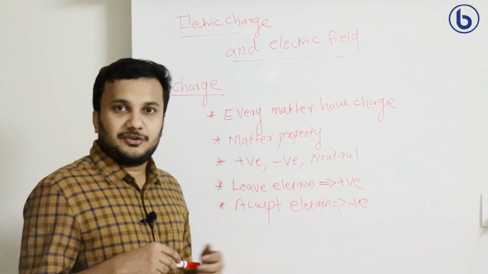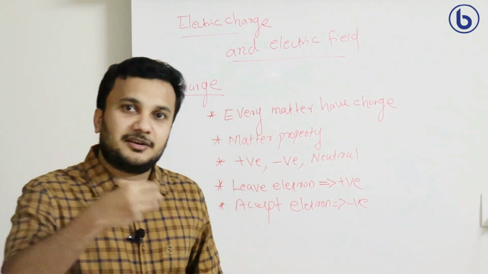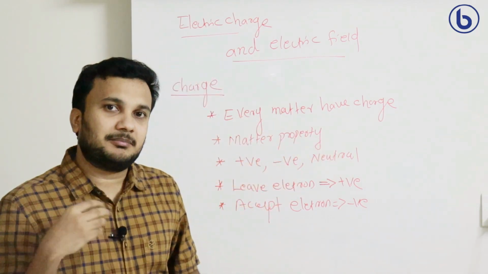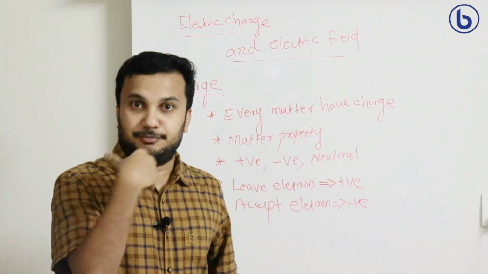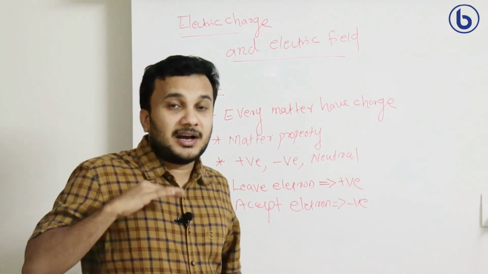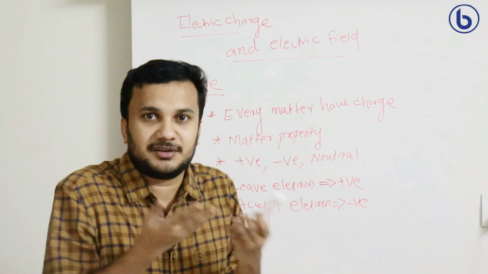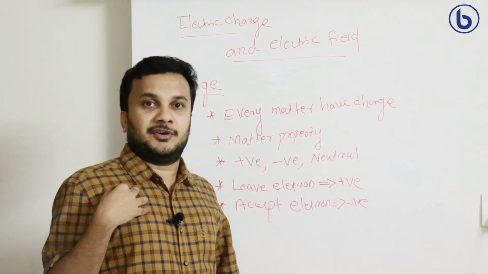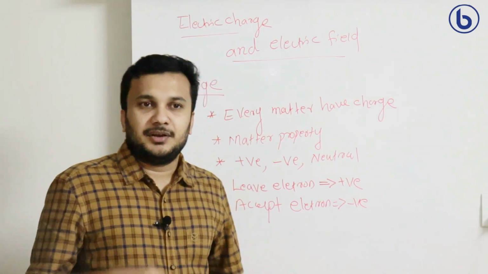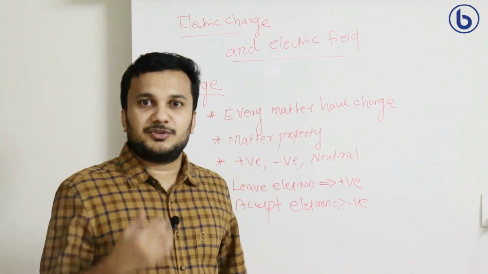Here leaving the electron means I am giving an electron to somebody else. I am just throwing an electron out of me. So I am giving something, so I have a deficiency of electrons. Correct, I have a deficiency because I am giving something. For example, I have 100 rupees. Now I am giving 20 rupees to somebody. How much will I have?